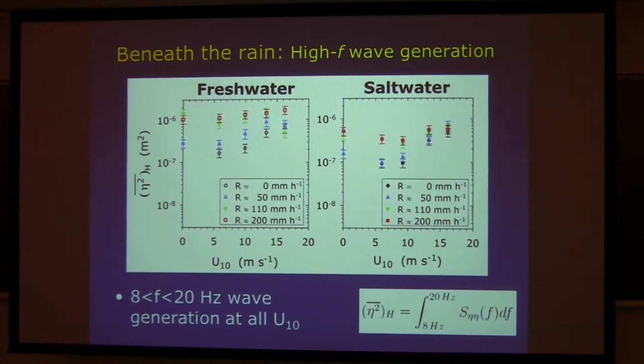So in order to examine all conditions for both fresh and salt water, once again, we calculated the wave height variance. But this time, because the largest signal we were seeing was in the high frequency range, we focused on that and calculated the wave height variance for 8 to 20 hertz. And what we find is that the wave height variance increases with rain rate over all wind speeds in both fresh water and salt water.